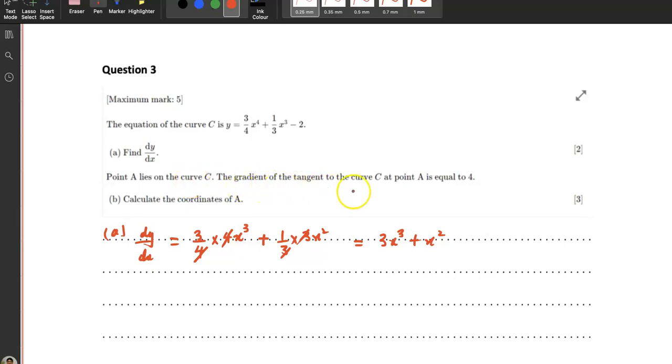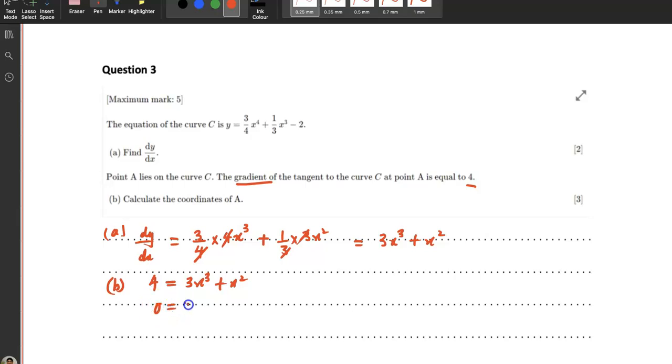Okay. A point A lies on the curve. The gradient of the tangent to the curve is equal to 4. Gradient is your derivative, meaning your derivative is 4. Are you following that? Whenever the gradient is 4, it means the derivative is 4. So dy by dx is 4. Remember, gradient is always the derivative. Find the coordinates of A. So solve this.